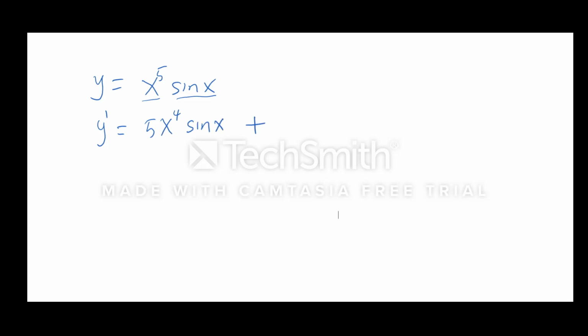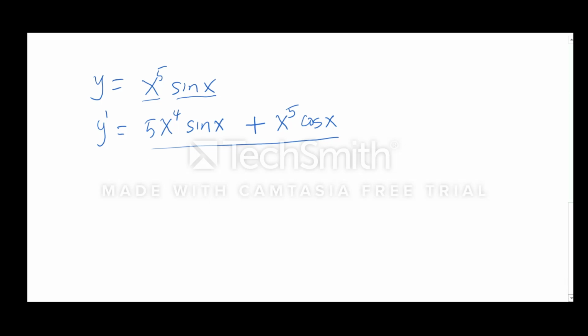Then keep the first function as it is, x to the power of 5, and take the derivative of the second function. The derivative of sine x is cos x. That will be your final answer, because there are no like terms that you can add. So generally, take the derivative of the first function, multiply with the second function, and then add that to the first function kept as it is, meaning don't take its derivative, multiplied by the derivative of the second function.